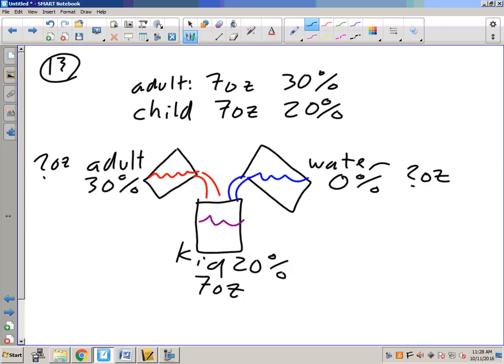Let's read the problem again. This is a little confusing. It's saying, in a certain medical test designed to measure carbohydrate tolerance, an adult drinks 7 ounces of a 30% glucose solution. So I read that to say that when an adult takes this test, the adult drinks 7 ounces.